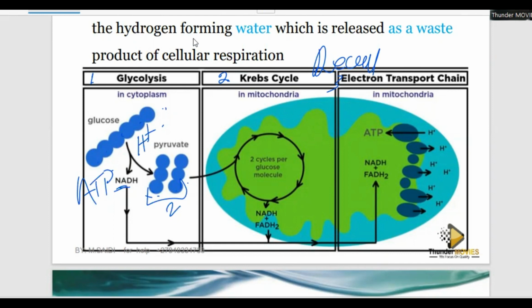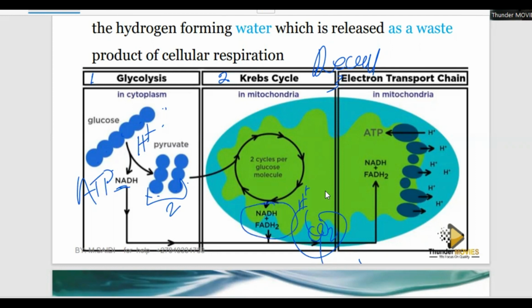Point number 2 is the Krebs cycle. The pyruvate which is formed, the 3 carbon atom molecule, enters the Krebs cycle. It will undergo a series of reactions and then produce hydrogen ions. It does not stop there. It also produces carbon dioxide. Carbon dioxide is moved out of the system, and the hydrogen ion will combine with the NAD and the FAD to form NADH and FADH.